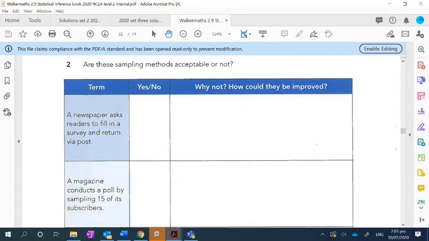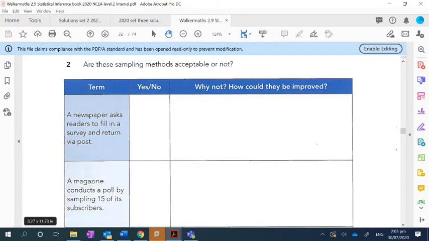A magazine conducts a poll by sampling 15 of its subscribers. What do you think? Magazines usually have a certain audience. For example, a gardening magazine is going to have a different audience to a teenage magazine. Not to be stereotypical, but certain people read certain magazines, so you're not really getting a wide range of people. There you go. So a magazine could be for a certain target.